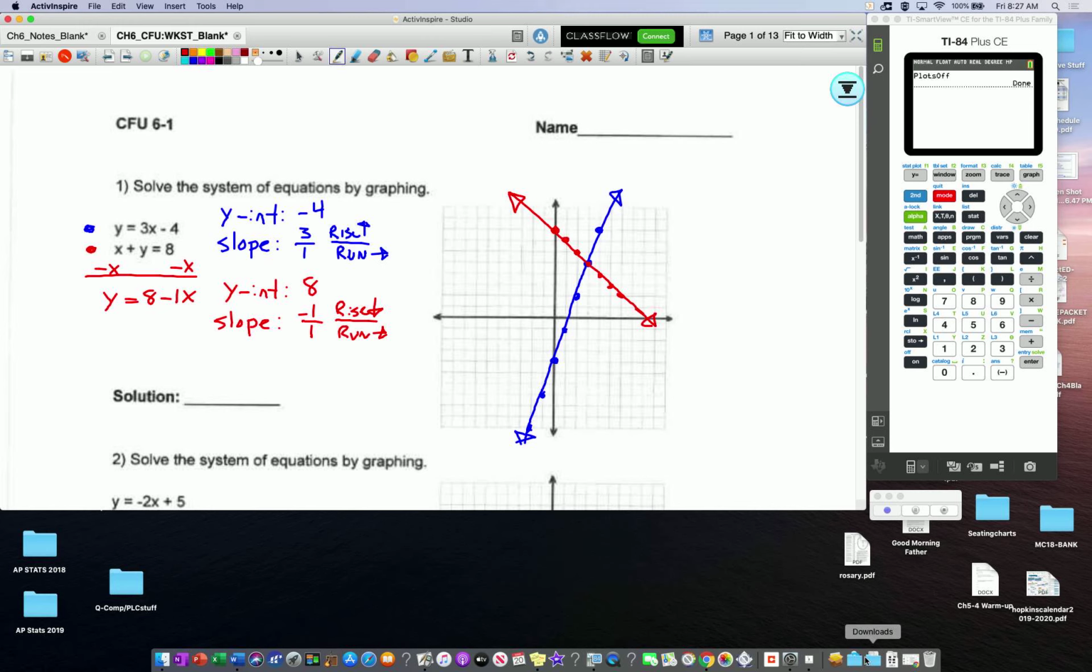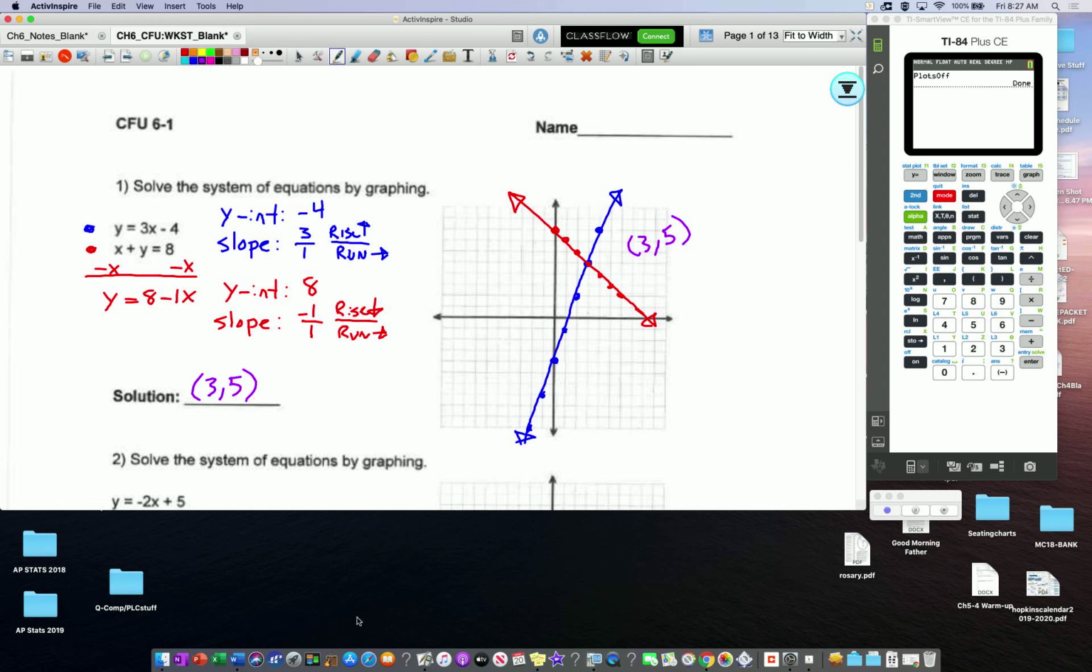Now I have to look at where that point of intersection is. It looks like it is at 1, 2, 3, so x is 3, and y is 1, 2, 3, 4, 5, so y is 5. So I have my solution.